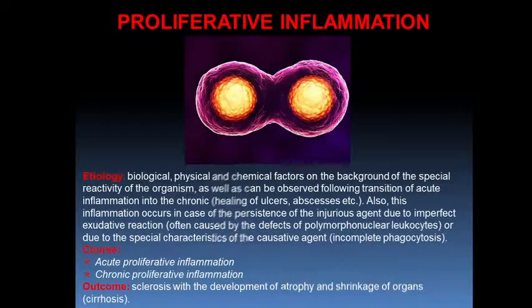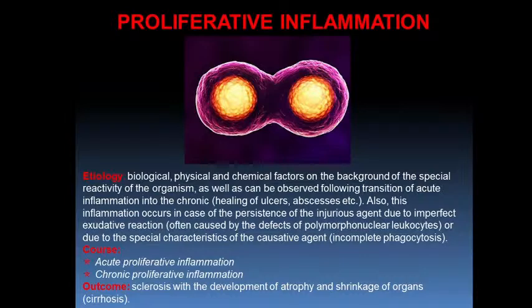Now we are speaking about proliferative inflammation. In proliferative inflammation, as we can understand from the name, the proliferation phase is predominant. In etiology, we need to mention chronic viral infections, biological, physical and chemical factors on the background of special reactivity of the organism. For example, we can see transition of acute inflammation into the chronic, in healing of ulcers, abscesses, and so on.